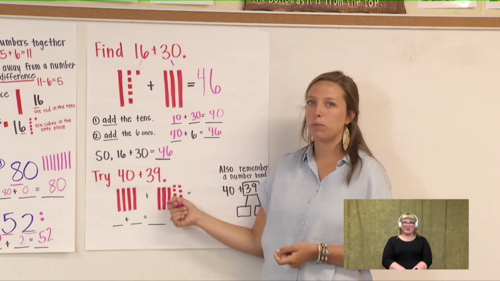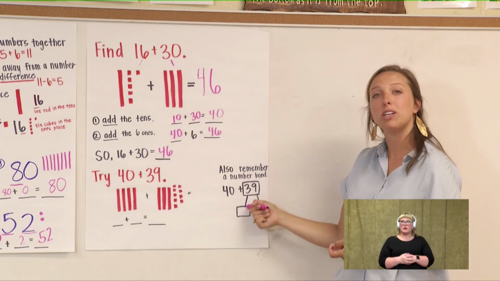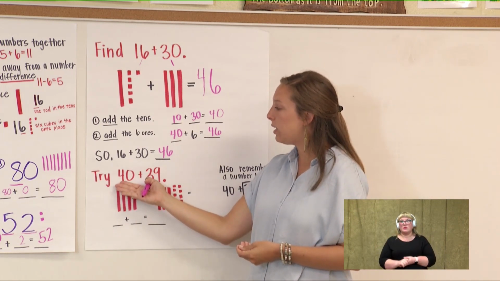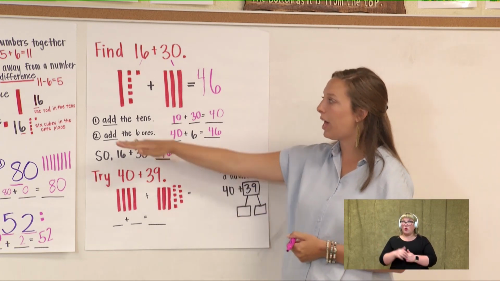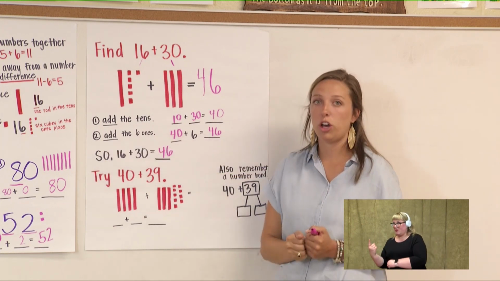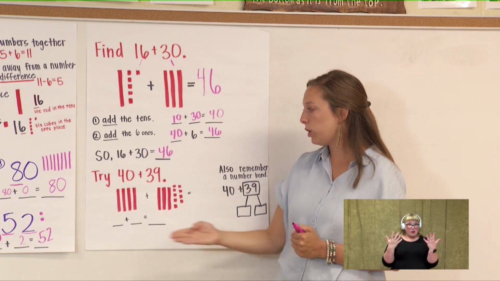Let's try this one. We're going to do the same strategy we used up here, and then I'm going to show you the number bond strategy. 40 plus 39. Remember, add the tens, then add the ones. You can show your rods on your hands if you don't have any paper, or you can write it out.